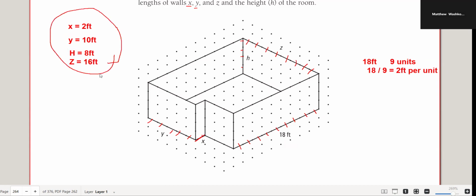So that's what I kind of mean by scale. I know exactly how big this room is because this is all done properly. It's drawn properly to a scale.